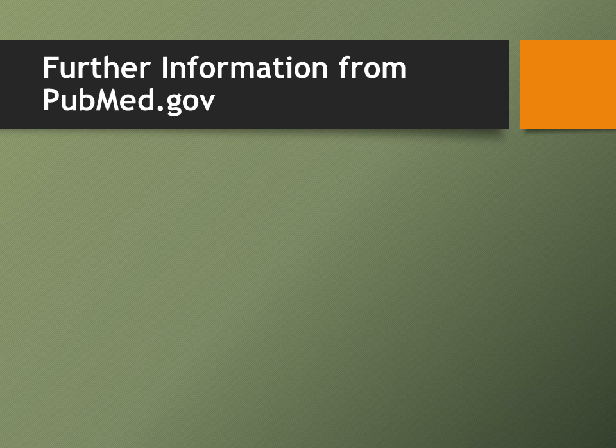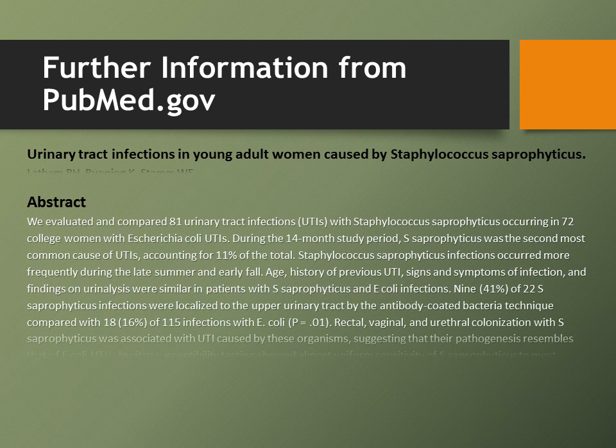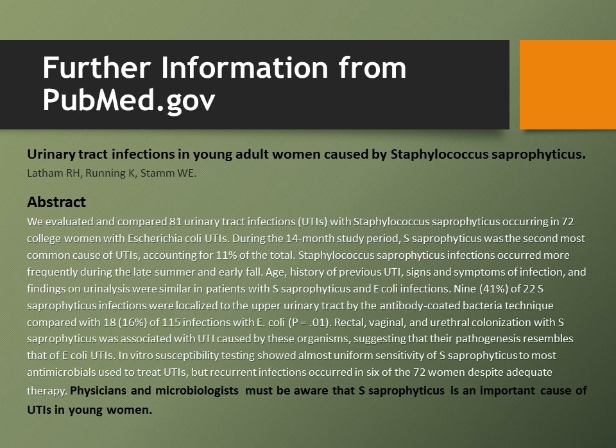PubMed.gov is another reliable online source of medical information. Here's an abstract from an article about a strain of bacteria that causes urinary tract infections in young adult women. Staph is mentioned once again.